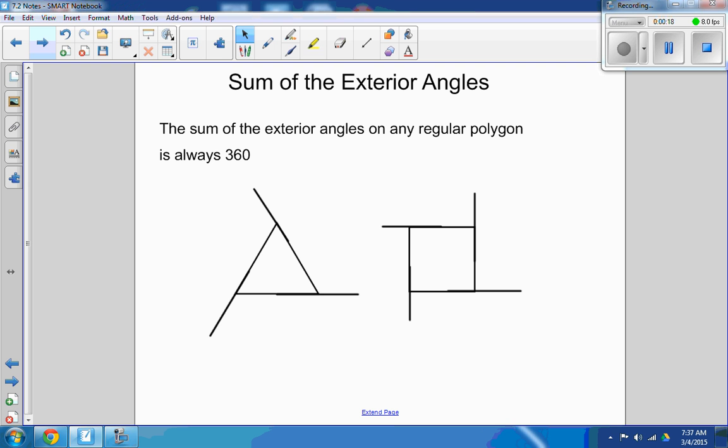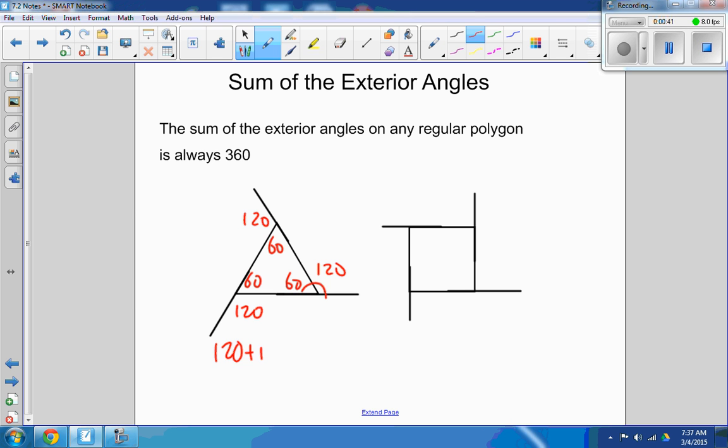Now let's look at that with a regular triangle and a regular quadrilateral. So we know on a regular triangle, the interior angles are 60. Now we know the interior and exterior angles are supplementary because this is a linear pair. So that's got to be 120, 120, 120. So 120 plus 120 plus 120 is 360.